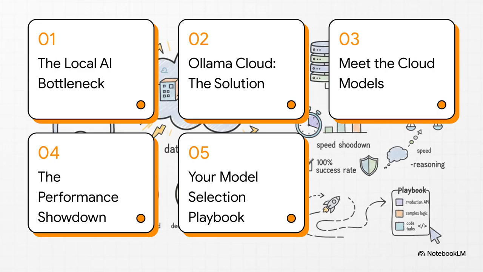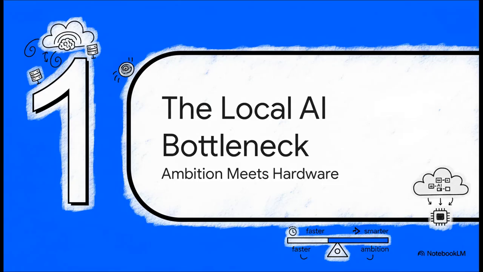All right, so here's what we're going to cover. We'll kick things off with that local AI bottleneck. Then we'll introduce Ollama Cloud as the solution and meet the new models. After that, it's the main event, a head-to-head performance showdown. And we'll wrap it all up with a super practical playbook to help you pick the perfect model for whatever you're building.